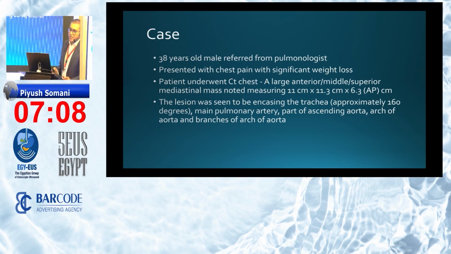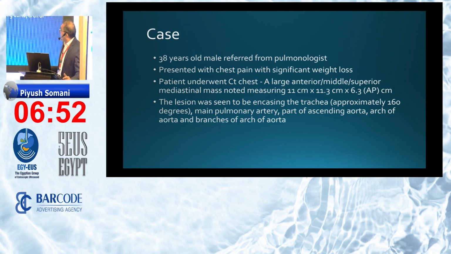Moving to the third case, a 38-year-old male patient presented with chest pain with significant weight loss. This patient was done this year only, in March. A young guy, he had a big mass in the anterior, middle and superior mediastinum. This was encasing the trachea 160 degrees, the main pulmonary artery, the ascending aorta, the arch of aorta, and branches of aorta. So it was a difficult mass.